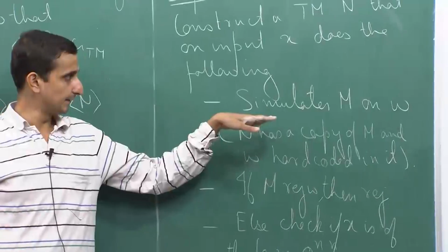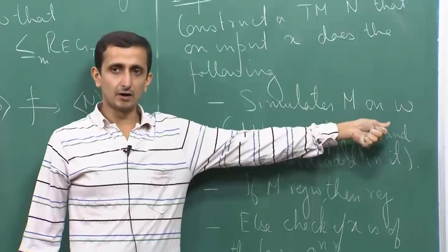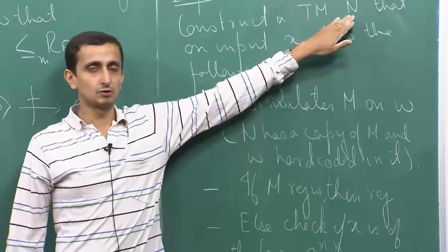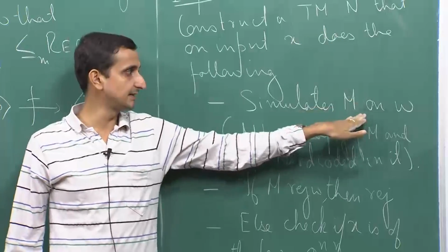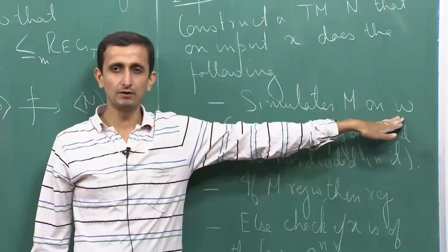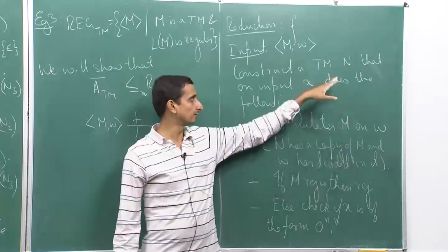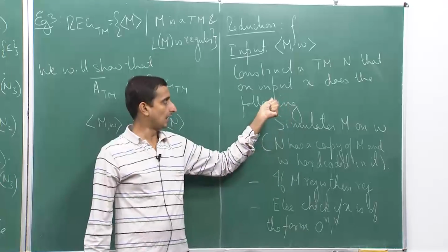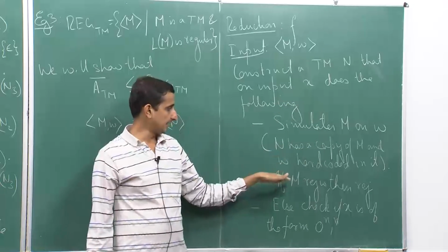So, what are we doing essentially? Let us go through it. First I simulate m on w. They are hard coded into the description of n. So, what the machine n does at the beginning is it simulates m on w. If it loops forever, then of course n will also loop forever, it will never stop. Otherwise, it checks the answer.